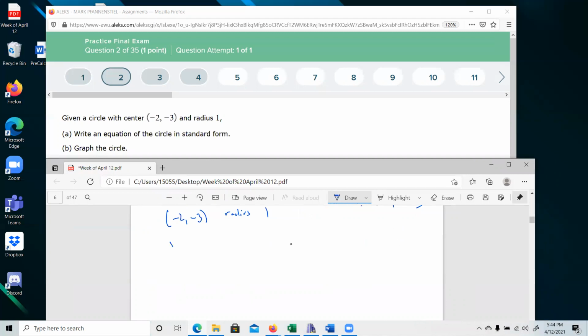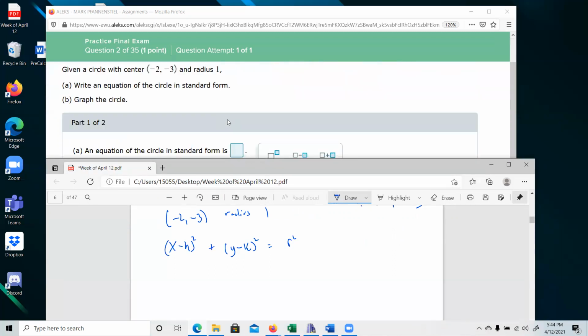So this is going to be x minus h squared plus y minus k squared equals r squared. And again, the way I'm going to ask this is, given a circle with center -2, -3, and radius 1, write it in standard form, x minus h squared plus y minus k squared is equal to r squared. Okay, so again I'm trying not to give you too many formulas you have to memorize, because I don't like doing that. So this is going to be x minus -2 squared, y minus -3 squared equals 1 squared.